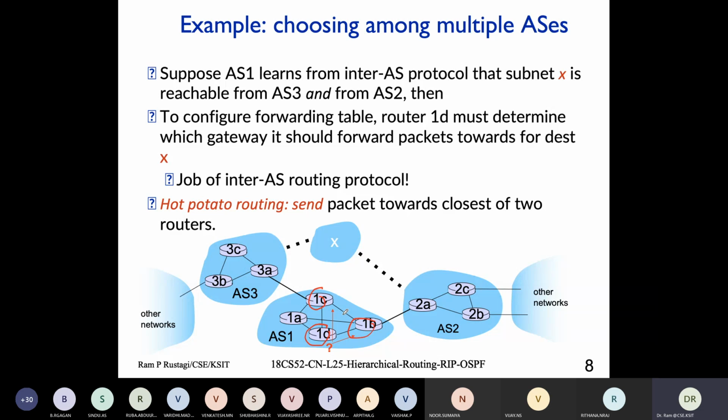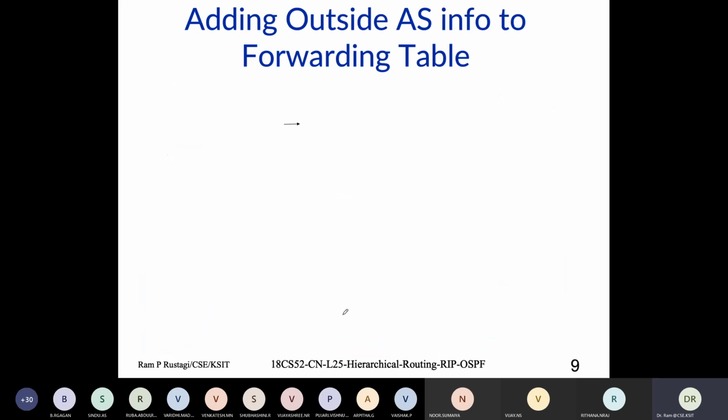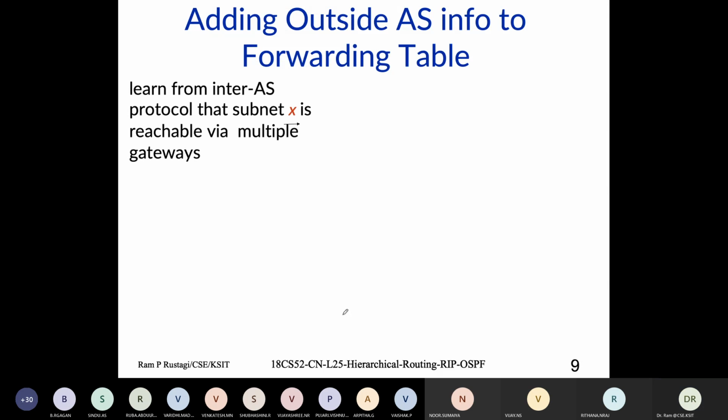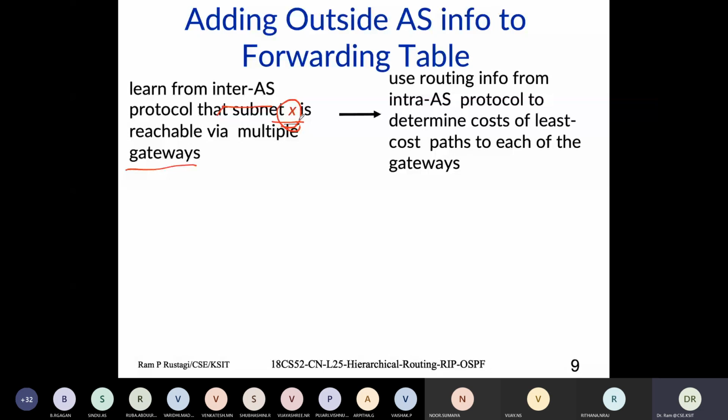And that's the concept of hot potato routing, and that is what we use. So generally, how does a router using inter-AS routing build the forwarding table? Using inter-AS routing, it learns network X is reachable via multiple gateways. Like the router 1D understands it can be reached via 1B and 1C.